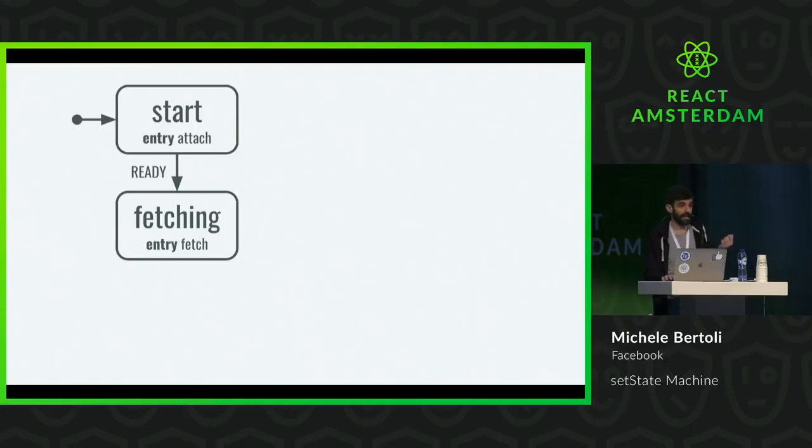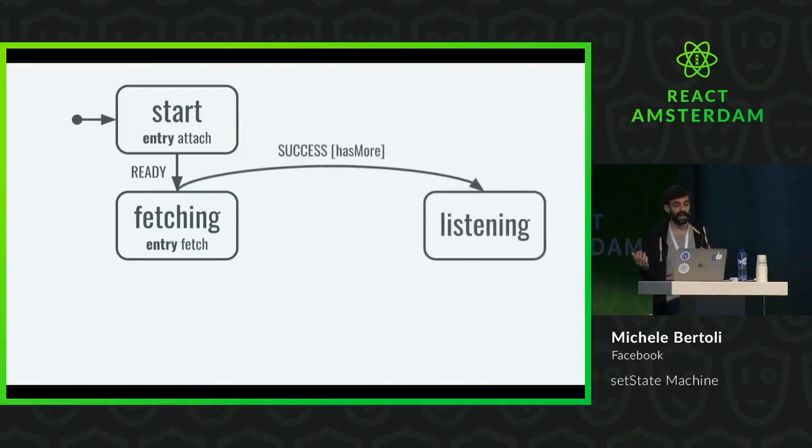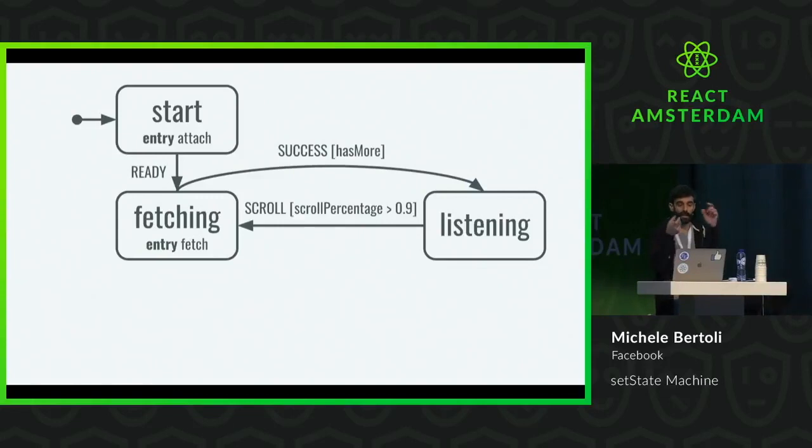If the fetching succeeds, we're going to go to the listening state. Only, you see there is a guard there, and there is the hasMore property. Our API endpoint is going to return an object with this property hasMore, which we pass to the state chart that can evaluate it. And it's going to transition to listening only if hasMore is true. When we are listening, we keep on sending the scroll event, but you see, we have this condition. We're going to go into the fetching state only if the scroll percentage is greater than 90%. So we keep on sending scroll events, but the machine knows when it's time to actually transition to fetch again.